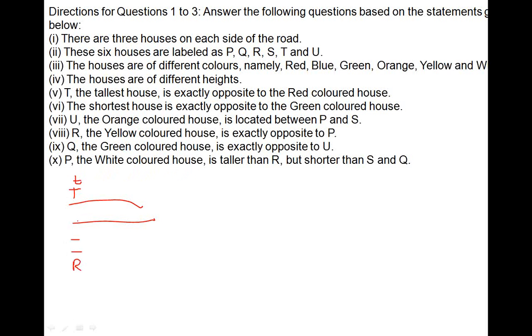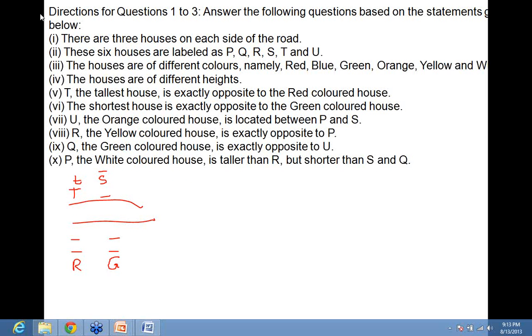So from the fifth statement, you can determine that T is the tallest house, opposite to the red colored house. The shortest house is exactly opposite to the green colored house. Now, assume that this is the shortest house. Its name is not known, its color is not known, so these three positions will be vacant. But it is exactly opposite to the green colored house. So the green colored house is this. Its name and height are also not known, so you just create empty space there.